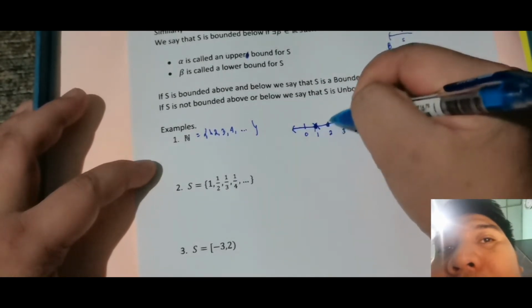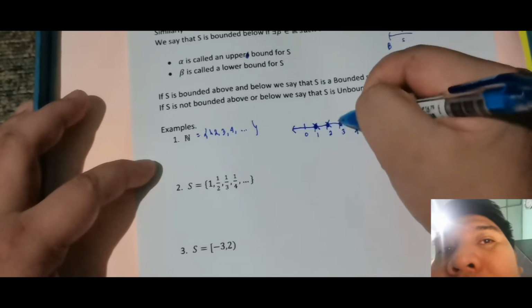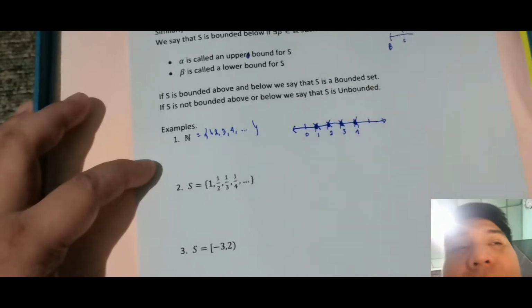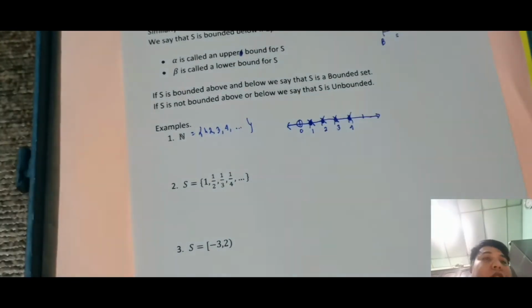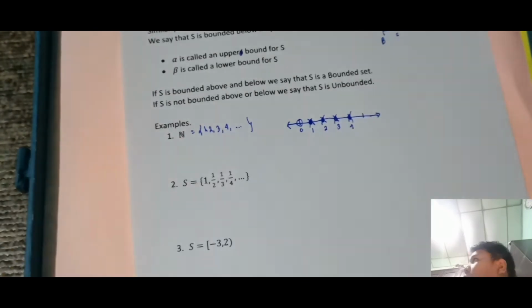Okay. Ito, and so forth. Madami yan. Pero pagdating kay 0, hindi nakasama yan. Let's say, open ko dyan. Okay, so yung laman nung N na yan, in terms of drawing, ayun lang, yung tuldok ng mga yan. Okay, so ulitin ko lang.